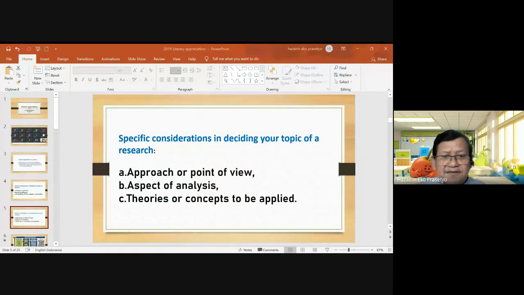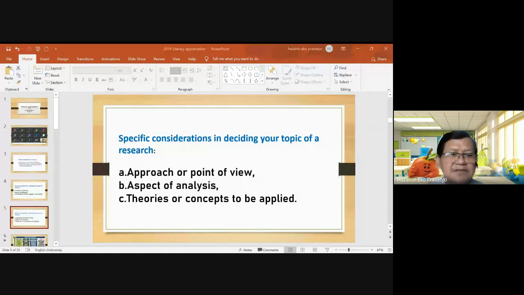And number three, theories or concepts to be applied. It's very important. In your topic, there should be a hint or hints showing what theories you are going to use. Say, for example, a moral value, analysis of moral value of this story or this movie. Then the hint for theories are there, moral values. So try to find books or references about moral values.